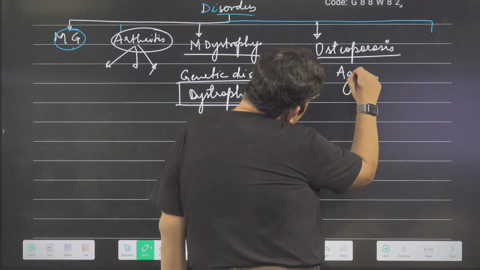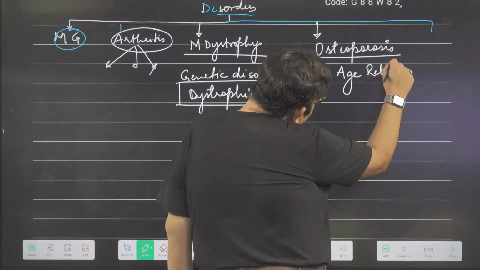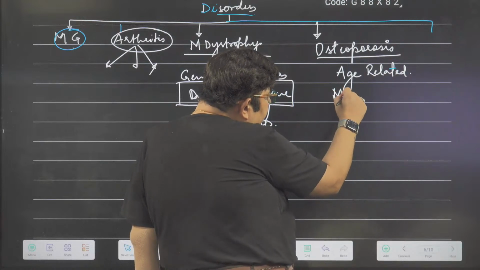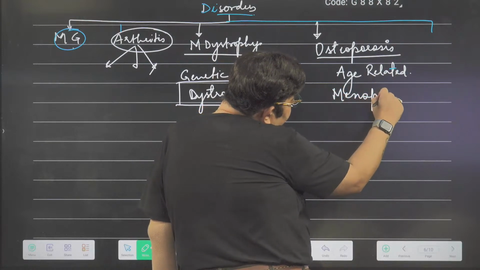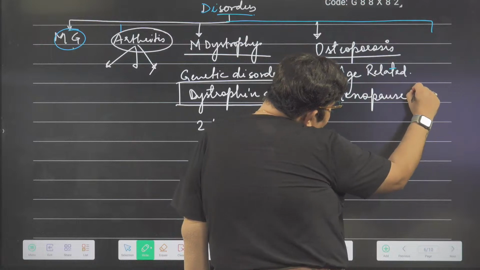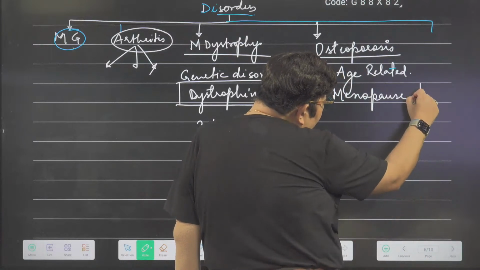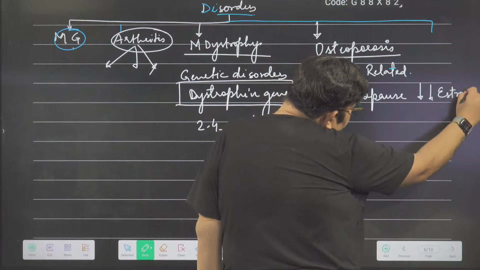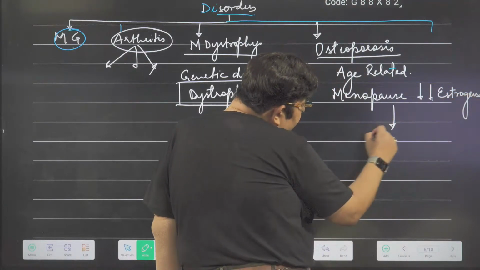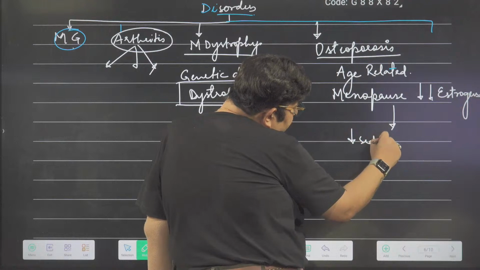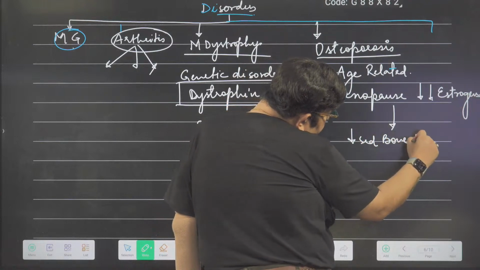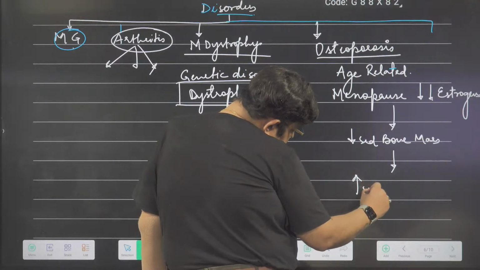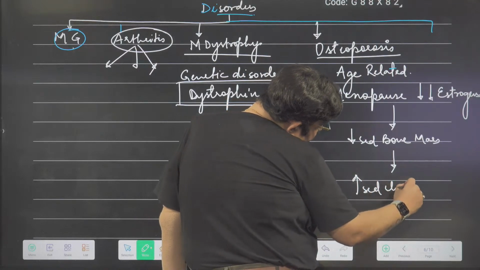Osteoporosis is an age-related, hormone-related disorder. For example, after menopause in females, due to a low level of estrogens, there is a decreased bone mass and increased chances of fractures.